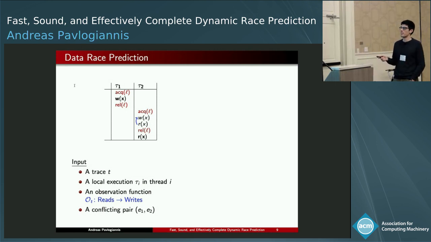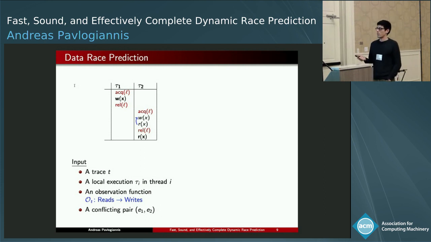Now, the trace defines an observation function, which is a map from reads to writes. So every read is mapped to the write that is observed under sequential consistency semantics. And moreover, we have a conflicting pair of events. These are two events that access the same memory location, and at least one of them is modifying it, is writing to it.